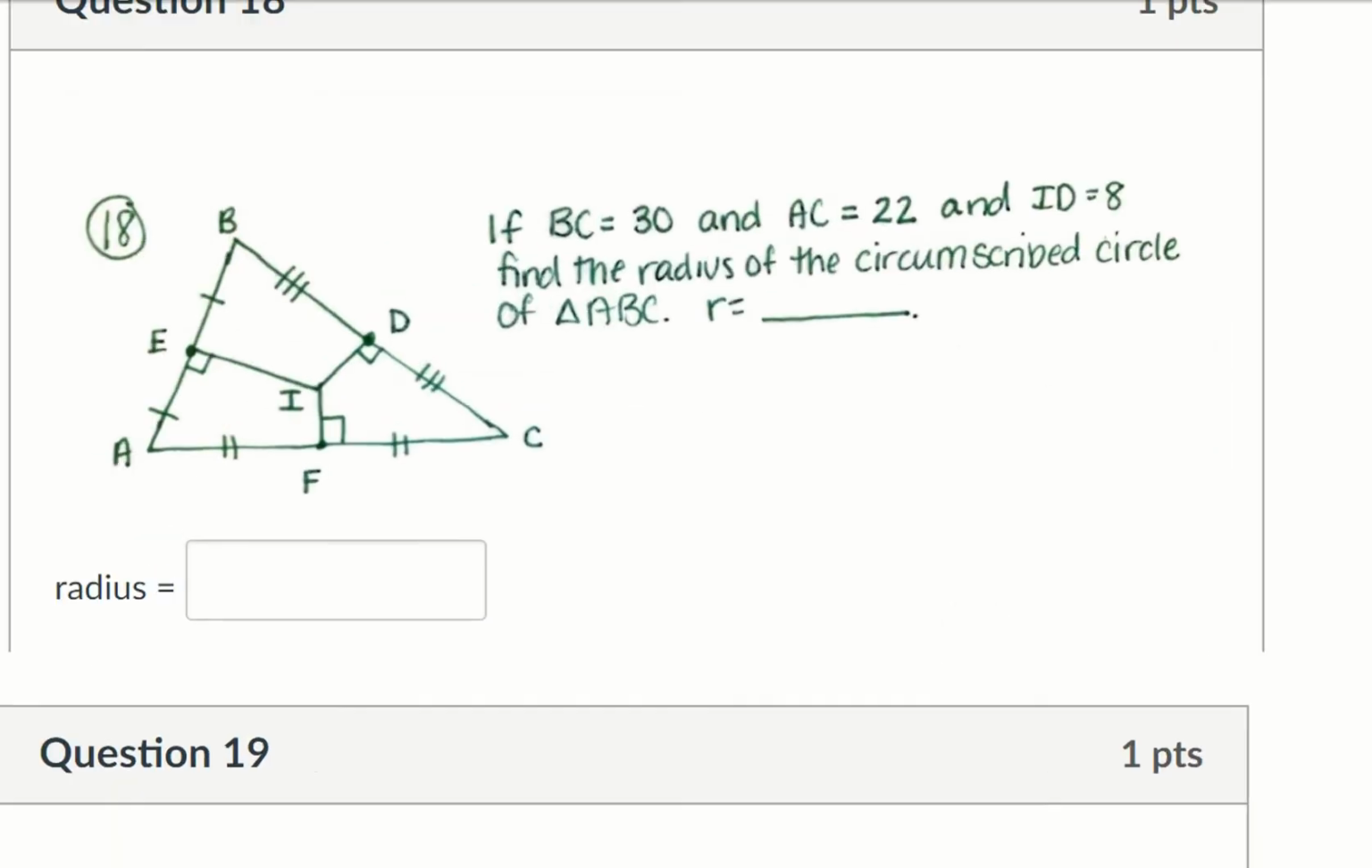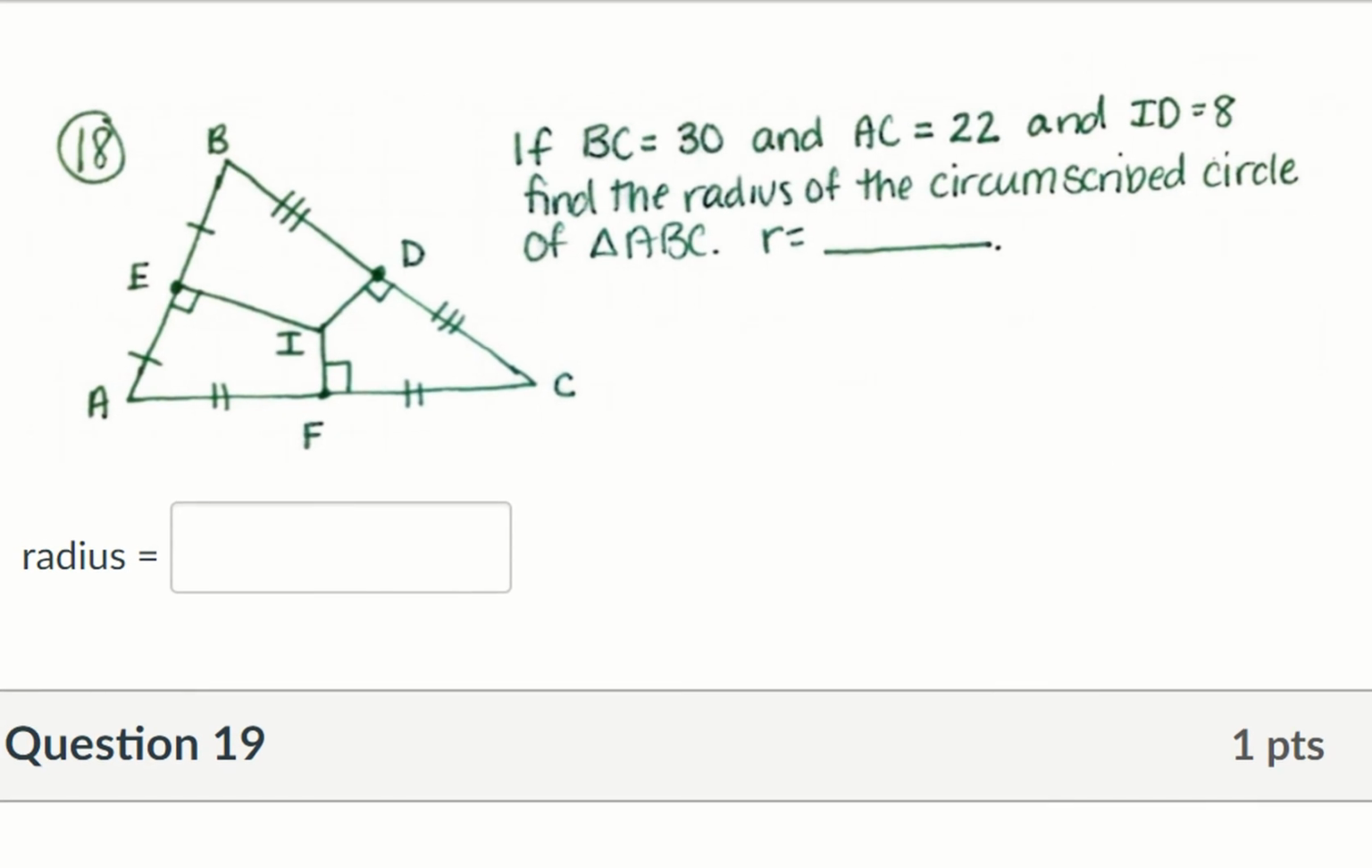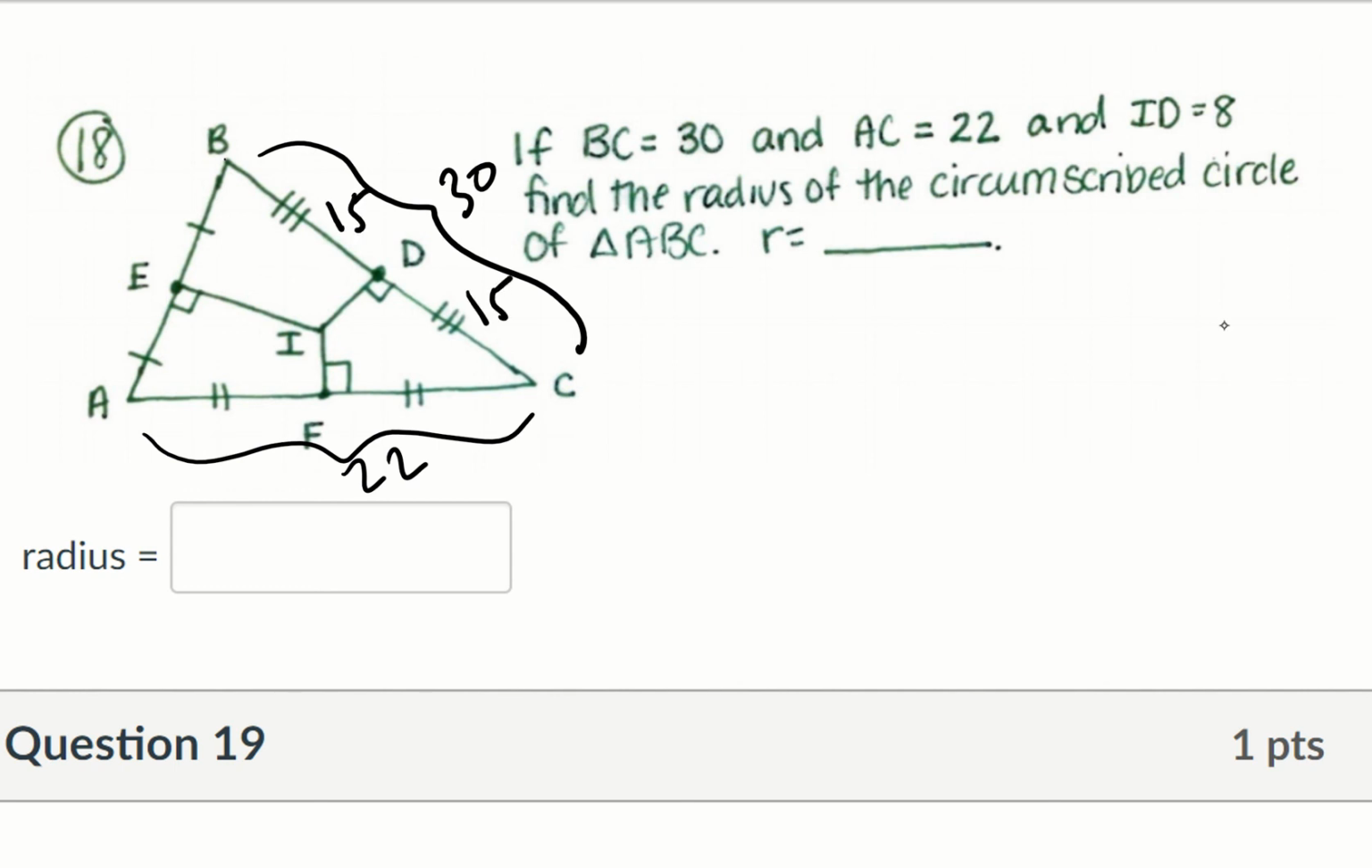Okay, so question 18, if BC is 30 and AC is 22, so that's 30. And that's 22. Okay, so based off of the diagram, that means each of these has to be half because they're the same because of the tick marks here. And these are both halves as well. So these are both going to be 11. So this is 11, that's 11. Not to confuse that with tick marks, of course.